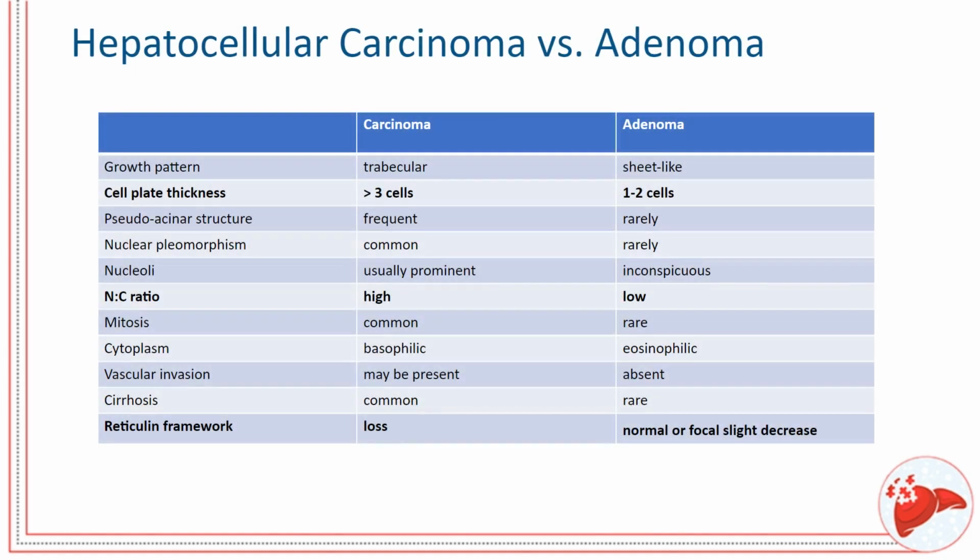This is a table that summarizes the features of carcinoma versus adenoma. So morphology is the key. Carcinoma shows more cytologic atypia and high NC ratio. And reticulin stain and glypican-3 immunostain can be helpful.